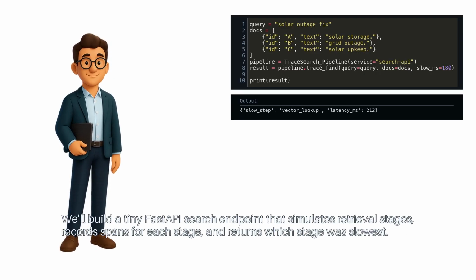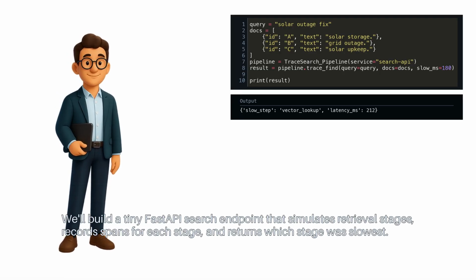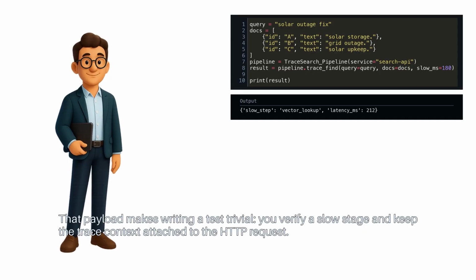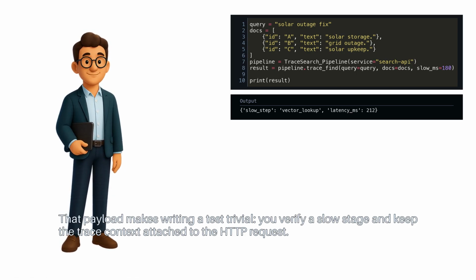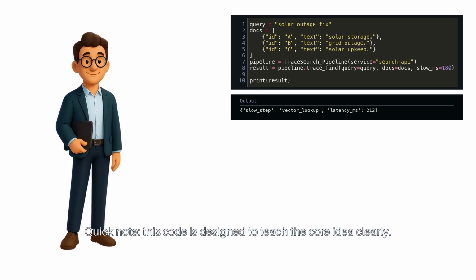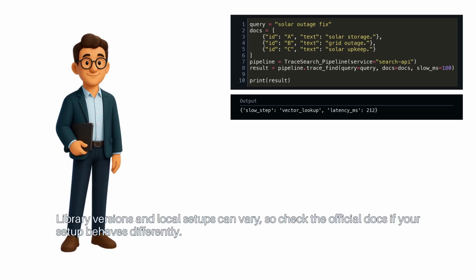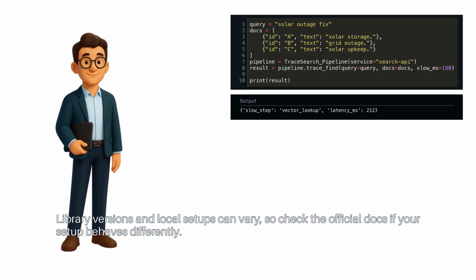We'll build a tiny FastAPI search endpoint that simulates retrieval stages, records spans for each stage, and returns which stage was slowest. That payload makes writing a test trivial. You verify a slow stage and keep the trace context attached to the HTTP request. Quick note: this code is designed to teach the core idea clearly. Library versions and local setups can vary, so check the official docs if your setup behaves differently.